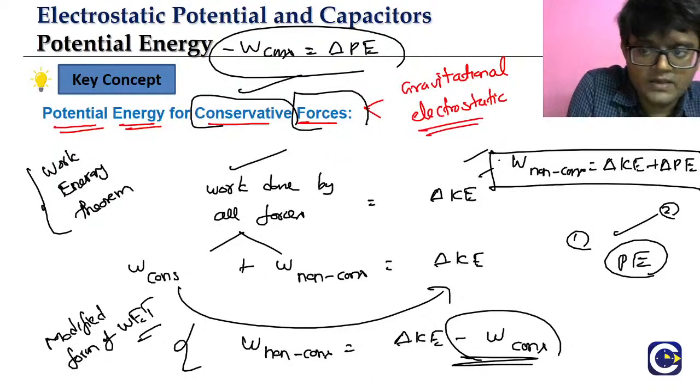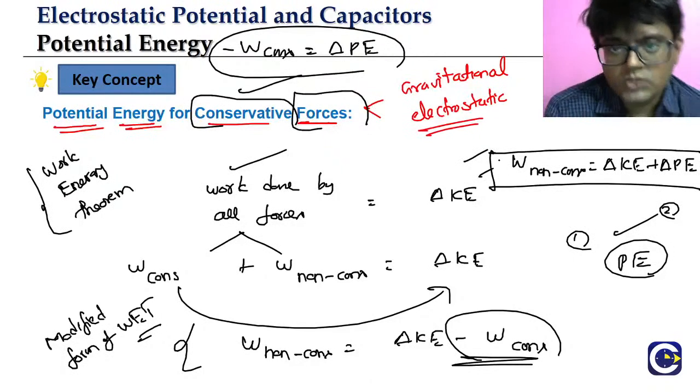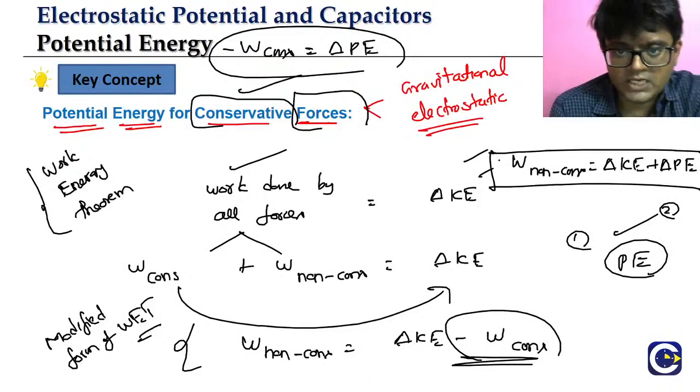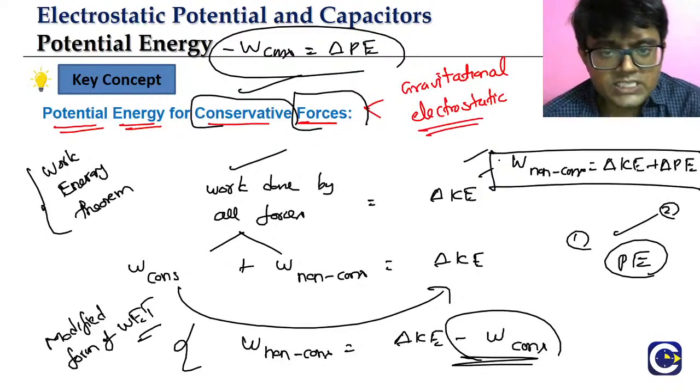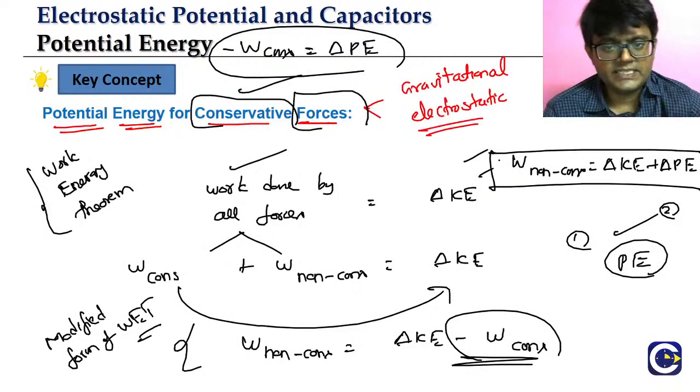This is the work energy theorem formula that we use normally, right? Work done by the non-conservative forces, external forces, is equal to what? Change in kinetic energy plus change in potential energy.